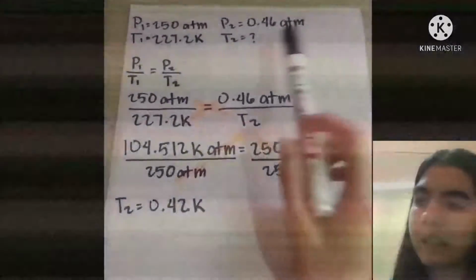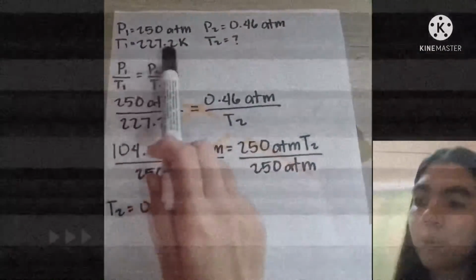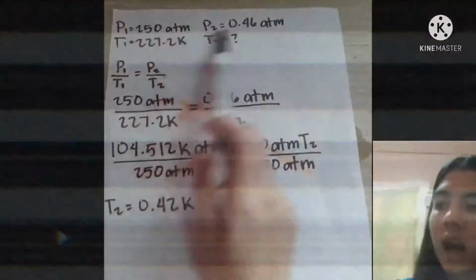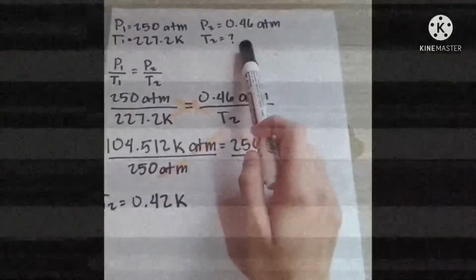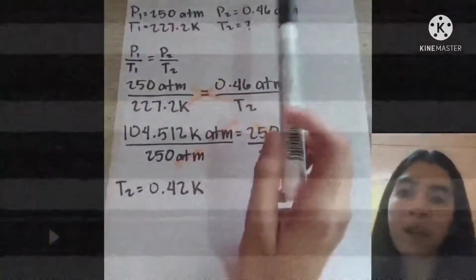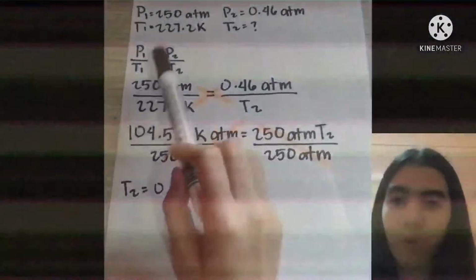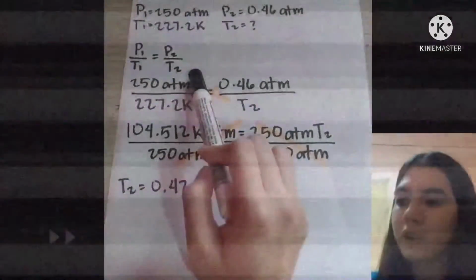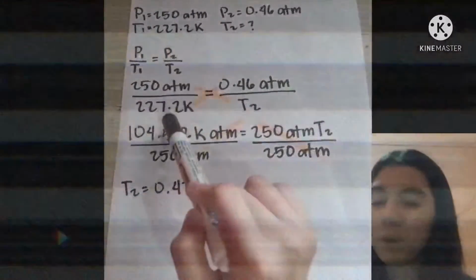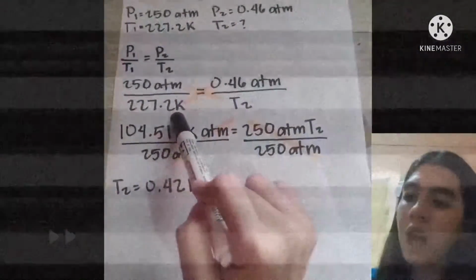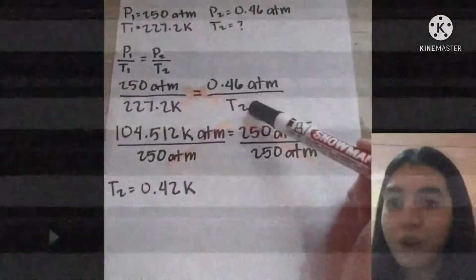So, ito na yung given natin. P1 is equals to 250 atm. T1 is equals to 227.2 Kelvin. Ang ating final pressure ay 0.46 atm and ang ating T2 ay nawawala pa rin. So, ang gagamitin nating equation ngayon ay yung ating second equation, which is yung P1 over T1 equals P2 over T2. So, isa-substitute na natin. Yung P1 natin ay 250 atm over 227.2 Kelvin equals ang ating final pressure 0.46 atm over T2.